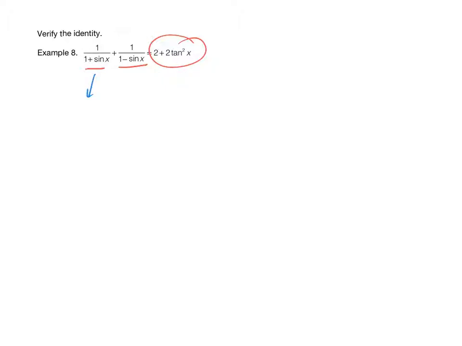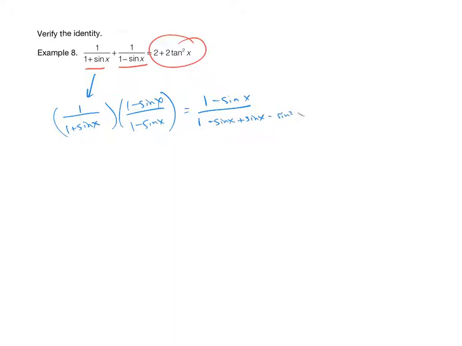So I'm going to take this first one, I'm going to do this one separately. So I have 1 over 1 plus sine x times 1 minus sine x over 1 minus sine x. So I'm going to leave that top. I don't have to distribute anything because 1 distributed in is just what it is. So that is 1 minus sine x over, my first is 1, and then I have outer is minus sine x, inner is plus sine of x, and my last is minus sine squared x.